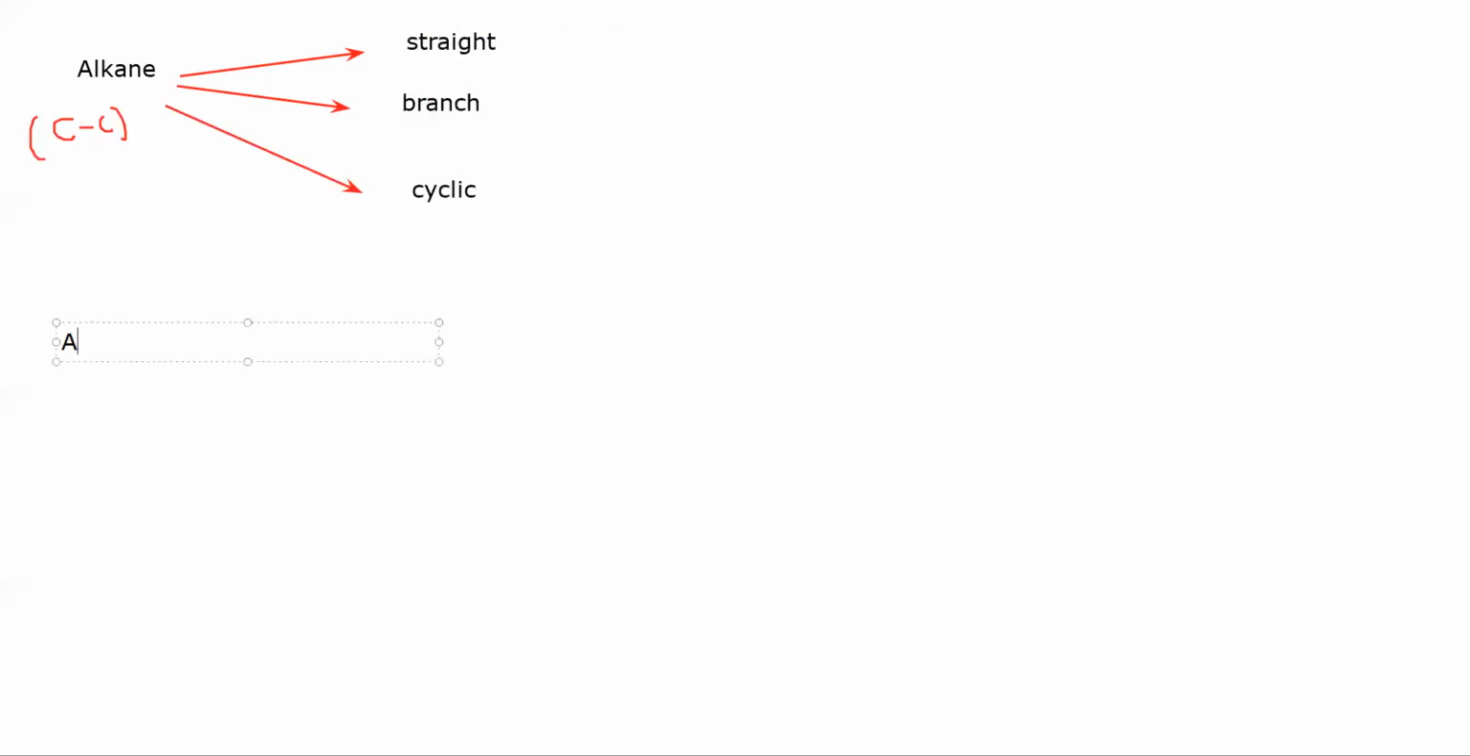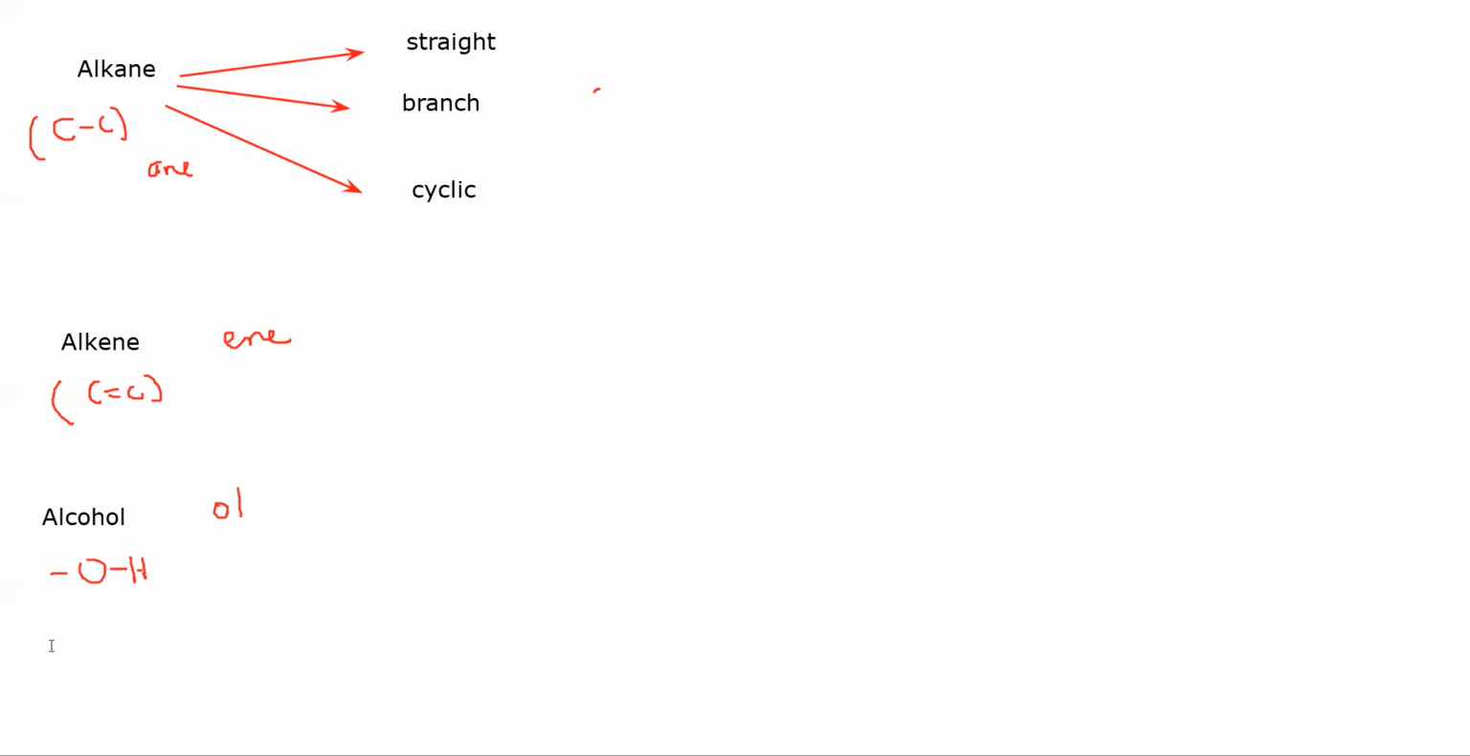Alkene, if between the carbon and the carbon there's a double bond, we call it alkene. For alkane, the name should have ane. For alkene, the name should have ene. Then for alcohols, these contain the OH group and the name should have ol.